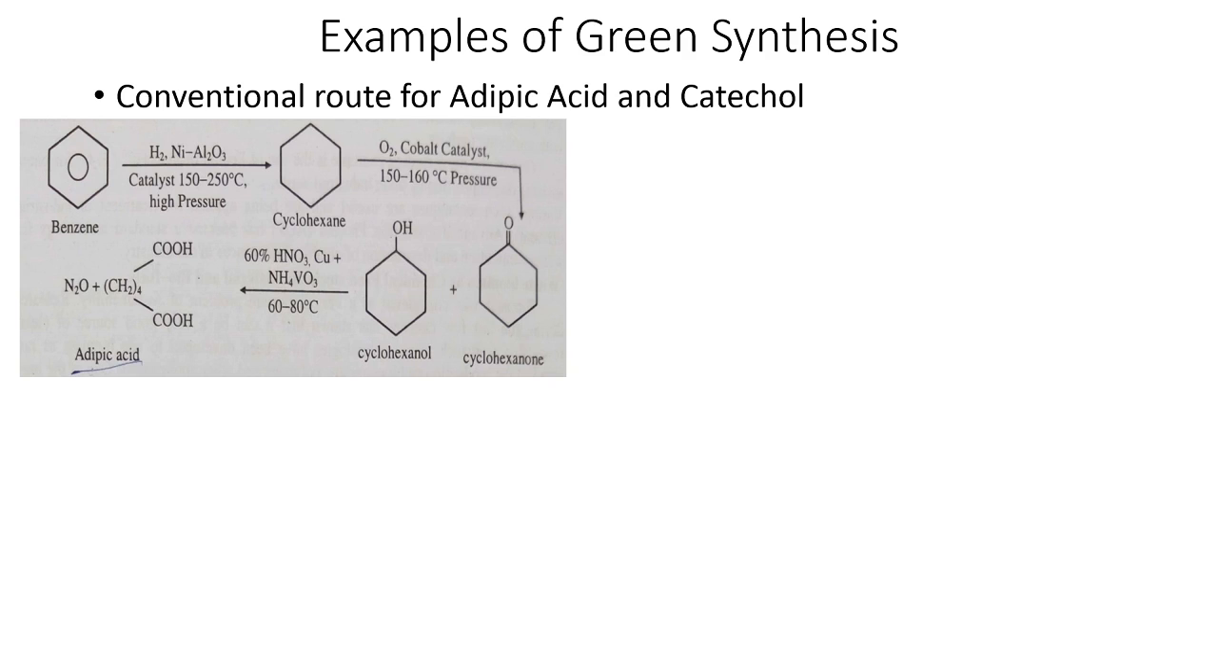First it has to be reduced, then it has to be oxidized, and after oxidation further chemical reaction with 60% nitric acid and copper and various vanadium chemicals, reagents, that will convert the benzene to the adipic acid. The conventional route is shown in the diagram. Okay, so this route is of three steps and releases oxides of nitrogen, which is a greenhouse gas, leading to ozone depletion. That is the drawback of this conventional route.